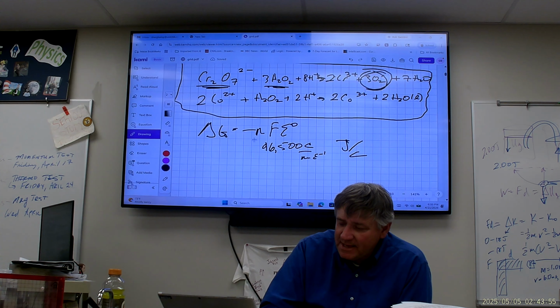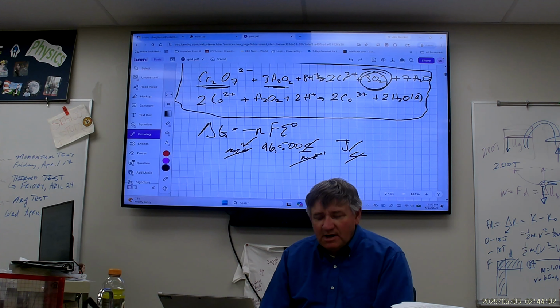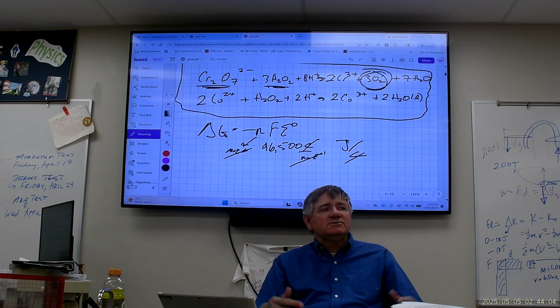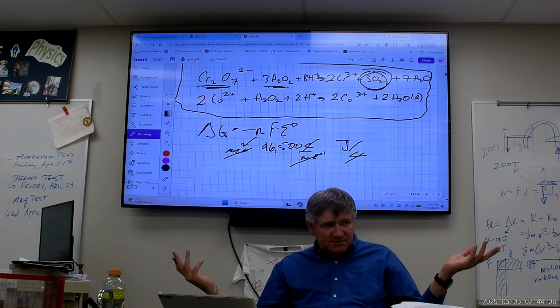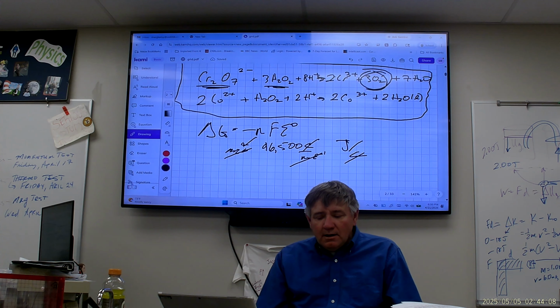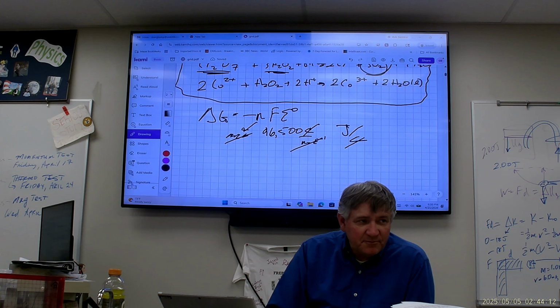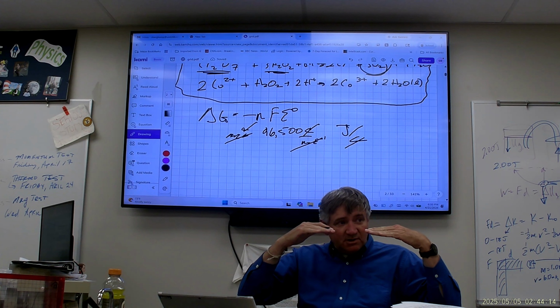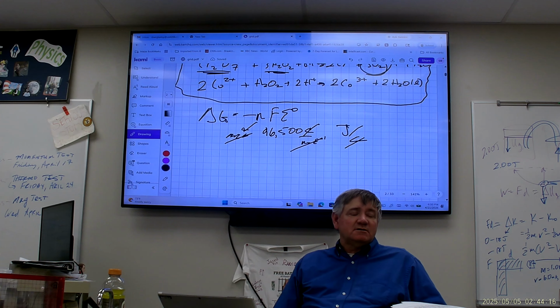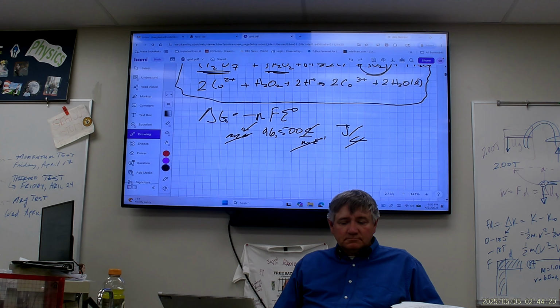And you took this, and it is moles of electrons. So the moles cancel out. The coulombs cancel out. What are you left with? Joules, which is what energy is measured in. But where do I find the number of moles of electrons? From the two balanced equations.